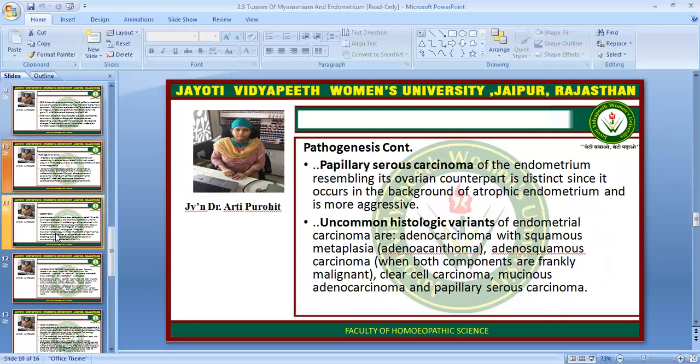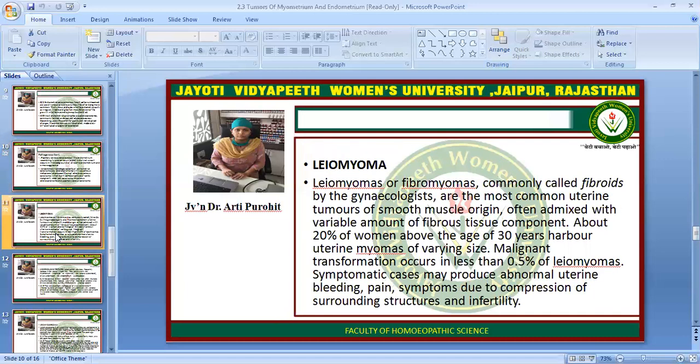Papillary serous carcinoma of the endometrium, resembling its ovarian counterpart, occurs in the background of atrophic endometrium and is more aggressive. Uncommon histological variants of endometrial carcinoma are adenocarcinoma with squamous metaplasia, adenoacanthoma, adenosquamous carcinoma when both components are frankly malignant, clear cell carcinoma, mucinous adenocarcinoma, and papillary serous carcinoma.